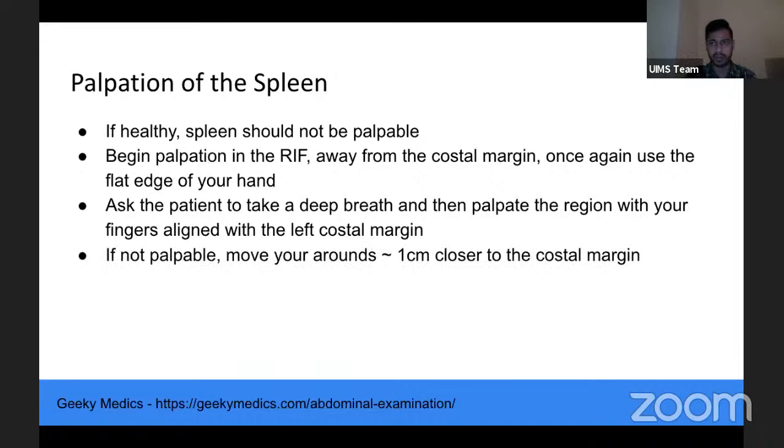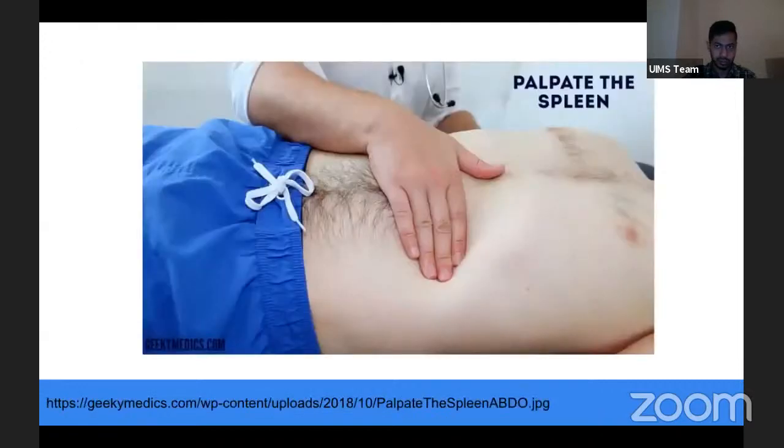And the reason why we palpate for the spleen is if there's any splenomegaly, which is usually linked with hepatomegaly. And once again, the causes of splenomegaly I'm not going to go into, but it could be portal hypertension, it could be anemias as well, heart failure, etc. So this is how you palpate the spleen. We're starting from the right iliac fossa again, asking the patient to take a deep breath in, and then we're palpating the spleen.